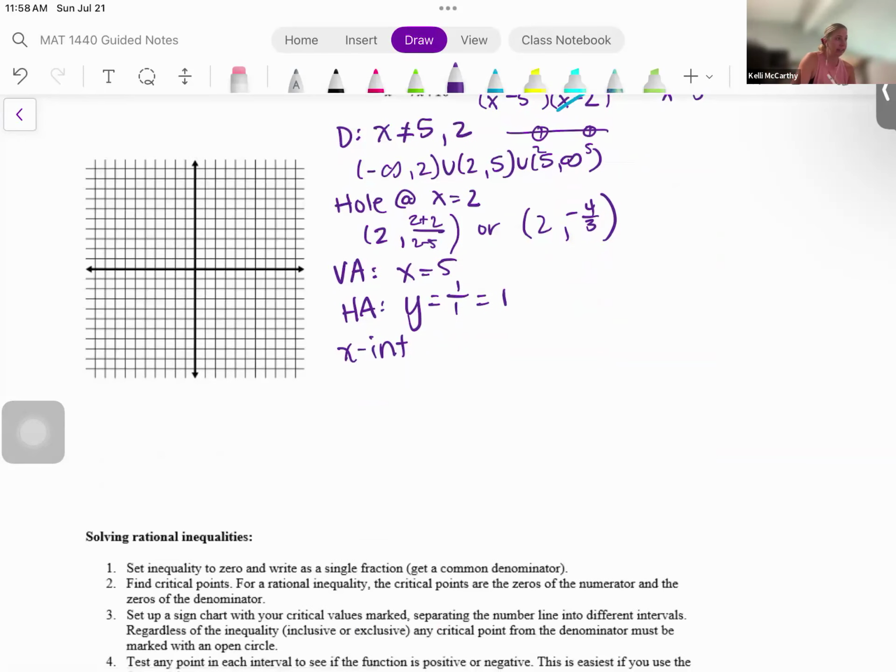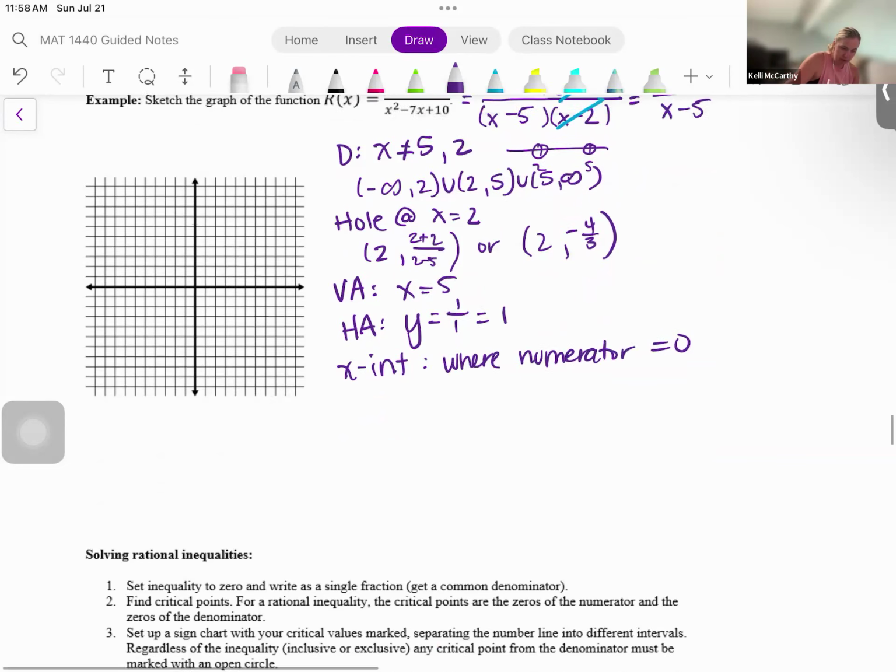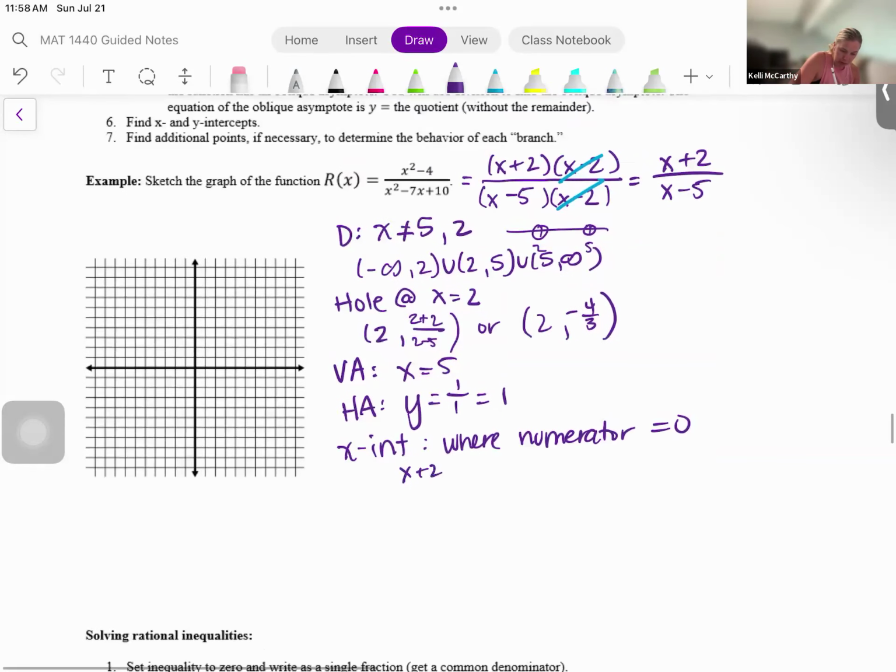To calculate our x-intercept, this is going to be where the numerator equals 0. So x plus 2 equals 0. x is equal to negative 2. And we can write this as an ordered pair, negative 2, 0.